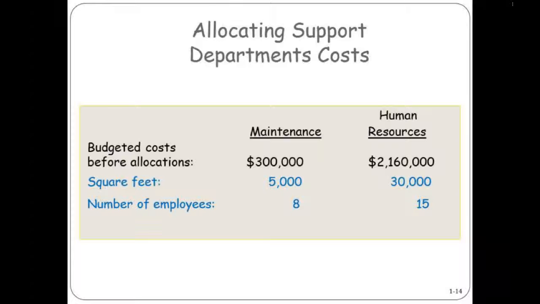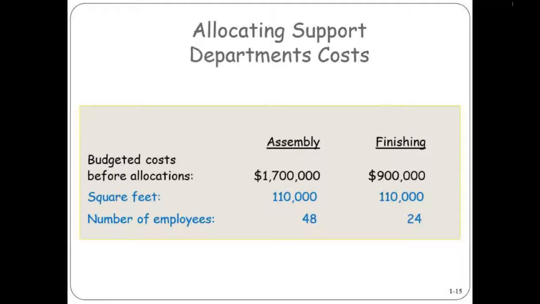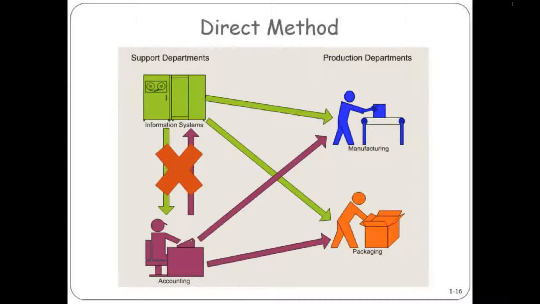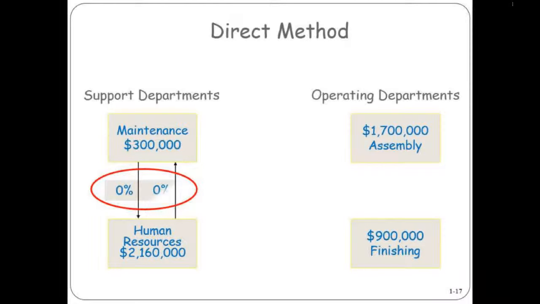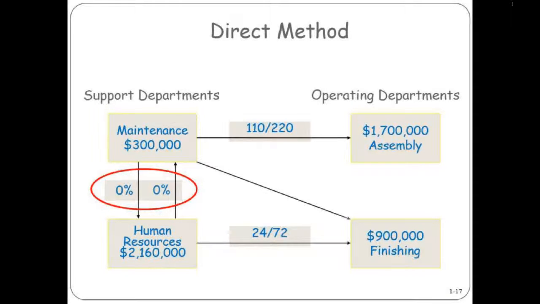So the allocation, well, here's the other two departments, the finishing departments, assembly and finishing, their direct costs, and the number of square feet they each use, and the number of employees they each have. Remember, we're going to ignore this. So here's how you would do the allocation. There's 0% allocated between the two.